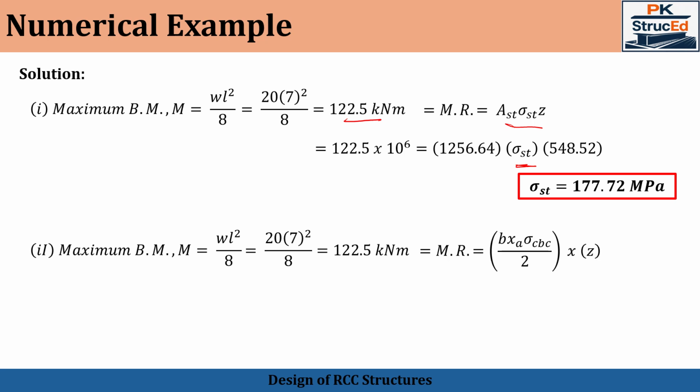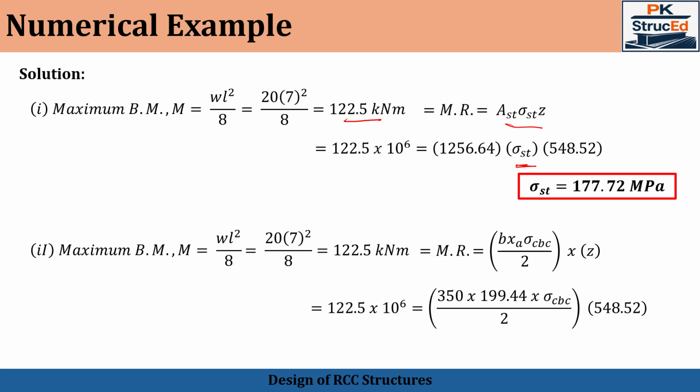Similarly, the maximum bending moment of 122.5 kilonewton meter will be equated with the moment of resistance, considering it as an over reinforced section, in which the moment of resistance is computed with the formula b x into sigma cbc by 2 into Z. Since all the values except sigma cbc are known, we can substitute them in that equation and calculate sigma cbc, which comes to 6.4 megapascal.